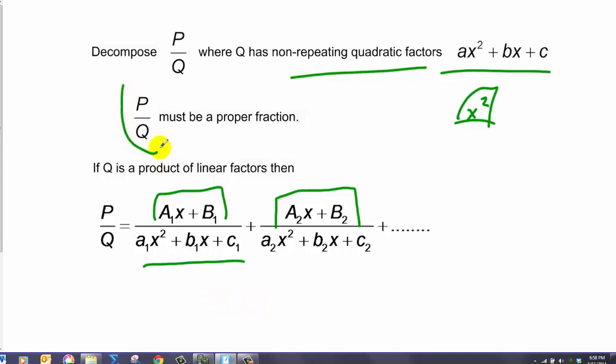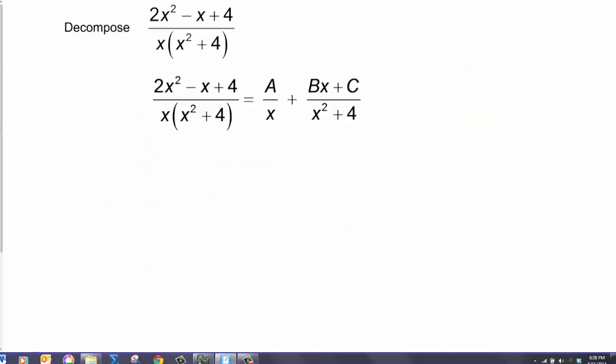Once again, though, my p over q must be a proper fraction. In other words, the numerator must have a degree smaller than the denominator. So let's do an example. We have this situation where we have 2x squared minus x plus 4 over x times x squared plus 4. Degree on the top is 2, degree on the bottom is 3, proper fraction.